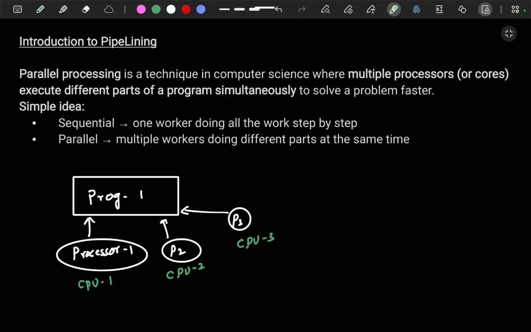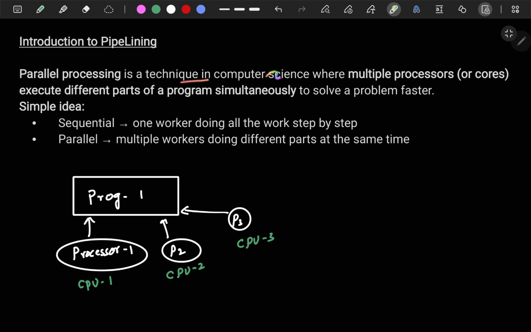Hello everyone. Today we are going to start with a new topic, that is pipelining. So we are going to see the introduction part of pipelining. And before getting into that pipelining topic, let's see one topic, that is parallel processing. Okay. So what is parallel processing?